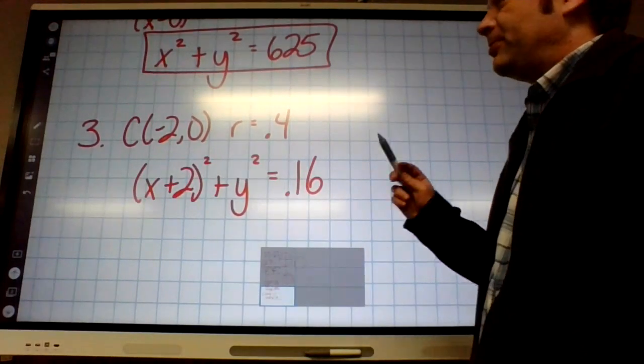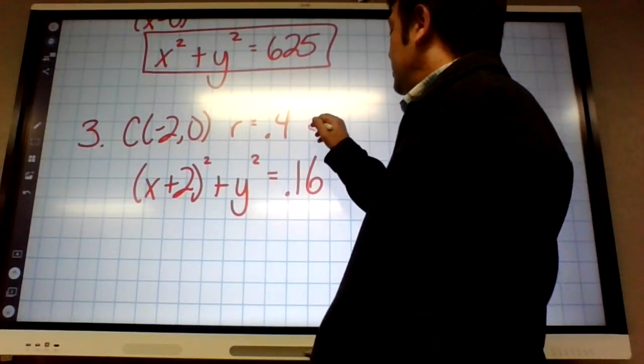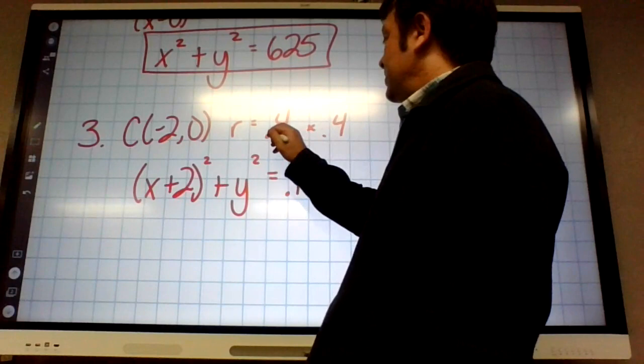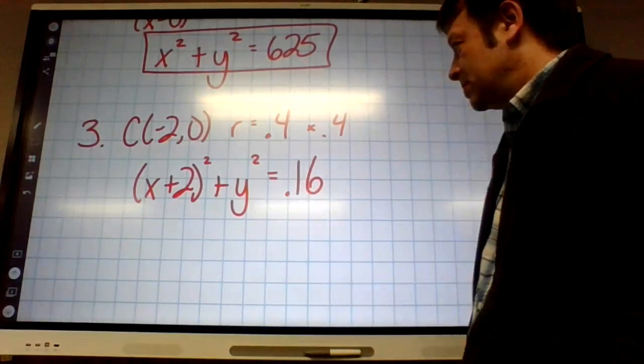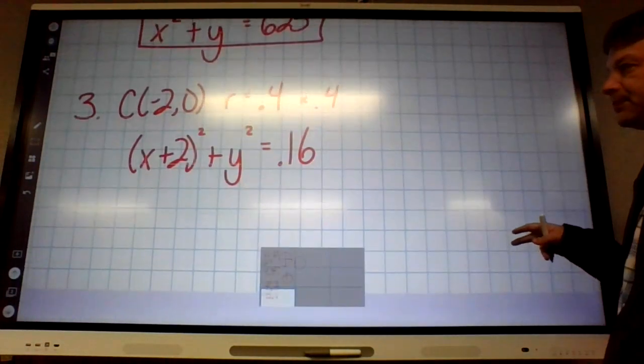0.4 times 0.4. Remember when you multiply decimals, you just do 4 times 4, but then you have 2 decimal places, so it's 0.16. All right.